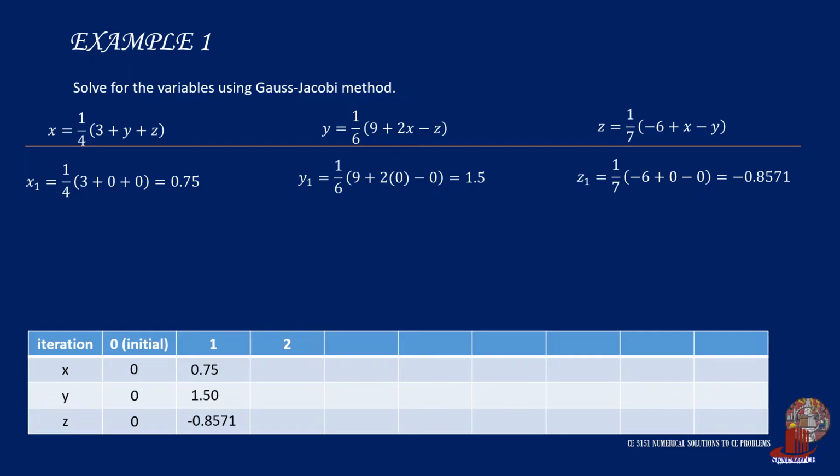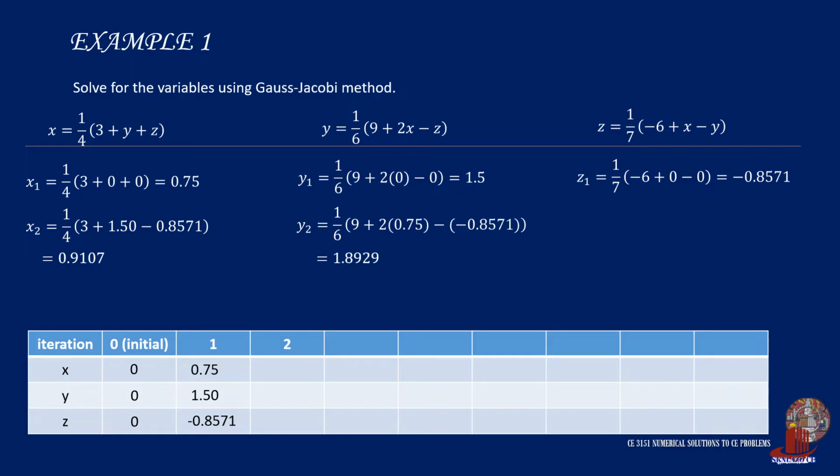The second iteration will be solved using the values from the first iteration. So x sub 2 becomes 1/4 of 3 plus 1.5 minus 0.8571, which is 0.9107. Y sub 2 is 1/6 of 9 plus twice of 0.75 minus negative 0.8571, and that gives 1.8929. Then last for this iteration is z sub 2, which is 1/7 of negative 6 plus 0.75 minus 1.5, resulting to negative 0.9643.